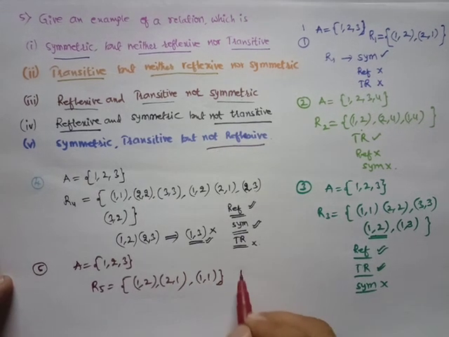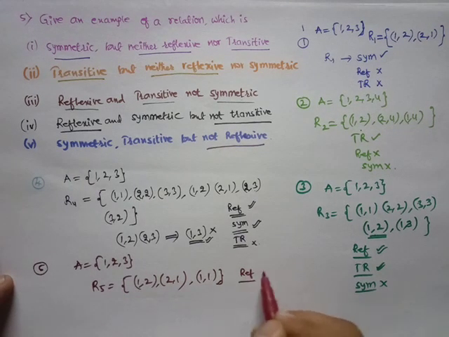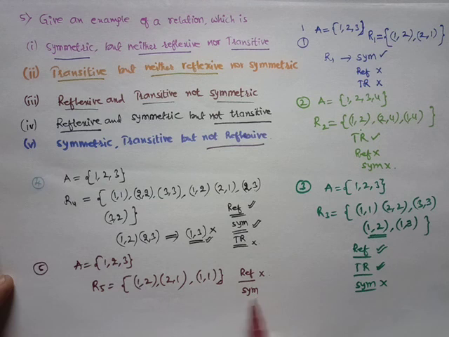Now look at whether it is reflexive. It is not reflexive because (2,2), (3,3) are not present. And whether it is symmetric, we have taken only two, (1,2) and (2,1), both are present, so it is symmetric. And the transitive case, (1,2), (2,1) is present, (1,1) is also present, then it is transitive.